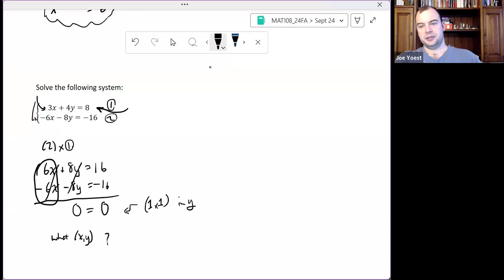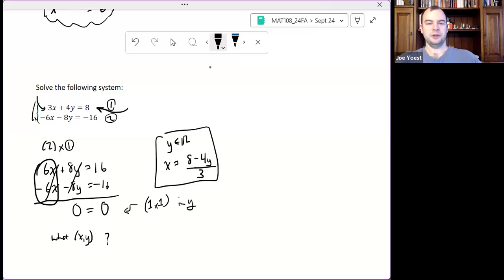So maybe I say something like y can be any real number, and then once I pick y, x has to be something like 8 minus 4y over 3. Or I might just say infinitely many solutions.